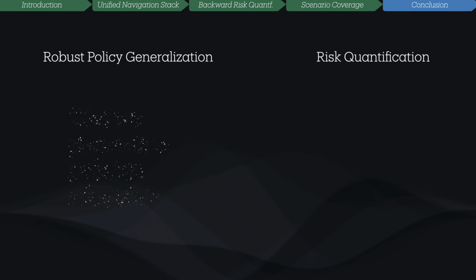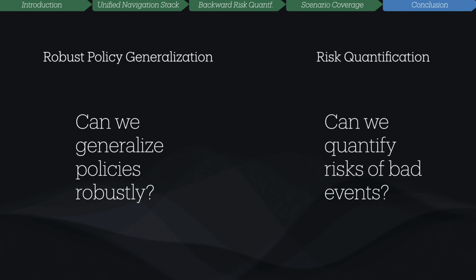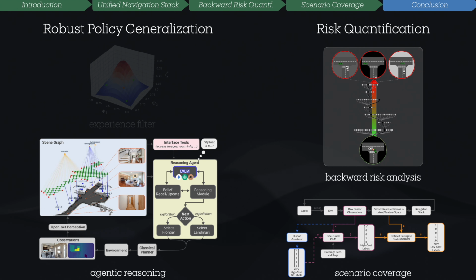With that, we're ready to conclude our presentation for today. Today we split our work into 2 main sections. In the first part, we talked about robust policy generalization, and we tried to answer, can we generalize policies robustly? In the second portion, we talked about risk quantification, where we try to answer, can we quantify the risk of unwanted events happening? And to do so, we proposed methods, which we discussed today together.